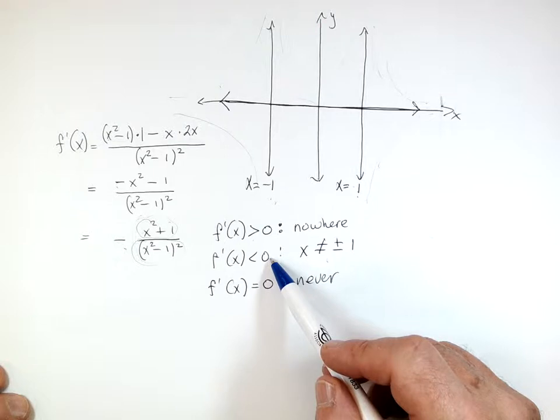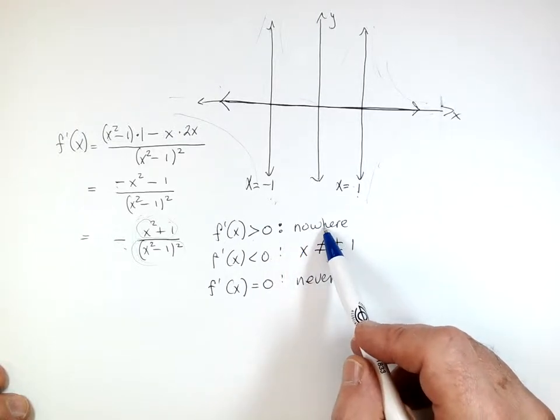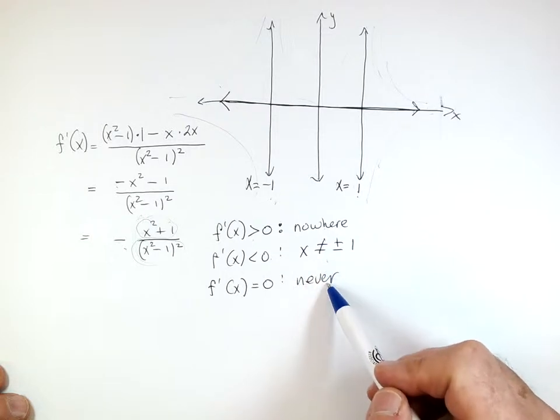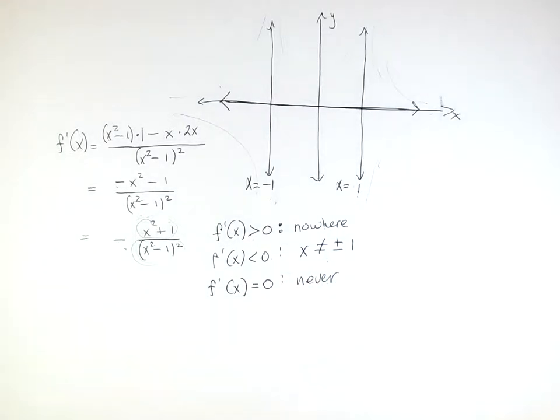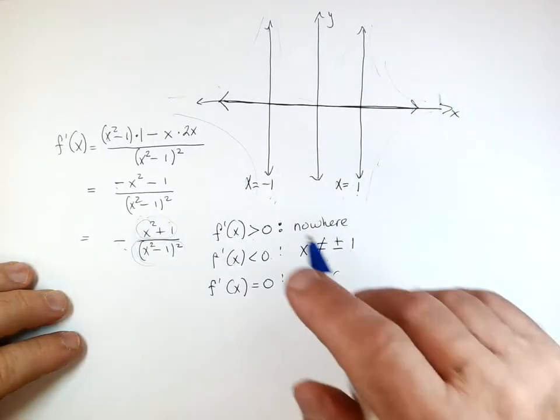It's falling all the time. It's never rising, and it's always falling. It's got no horizontal tangents. Of all the scenarios that I gave you, there's only one that gives me a graph that's falling all the time. And right now I can tell you what this graph looks like.